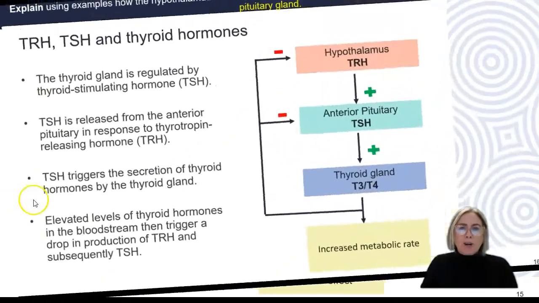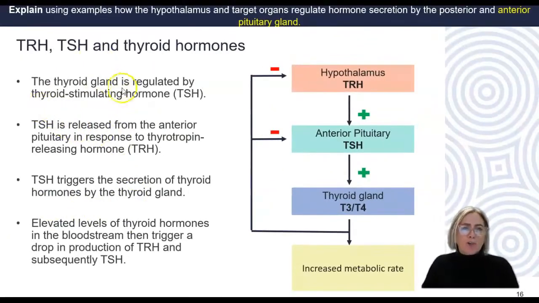Okay, so let's start putting some of this all together and showing you the connection between the releasing hormone and then the anterior pituitary hormone and then the target gland and what's happening there. So I'm going to give you the example of thyroid hormones for this first one. The thyroid gland itself is regulated by thyroid stimulating hormone, as you know. And thyroid stimulating hormone is released from the anterior pituitary in response to thyrotropin releasing hormone from the hypothalamus.